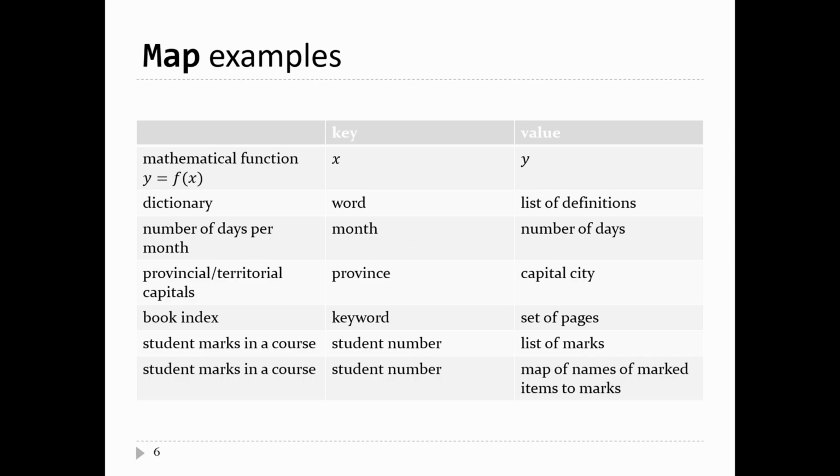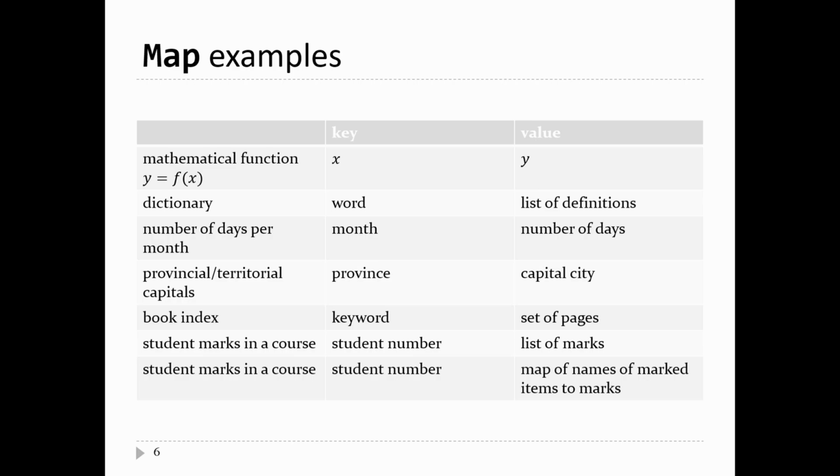We saw the month example here. We can do the same thing with provinces and their capital cities. An index in a book just maps keywords to sets of pages. Student marks in a course you can imagine as storing a map. So actually, to keep your marks, I basically build a big spreadsheet to compute your final grades.